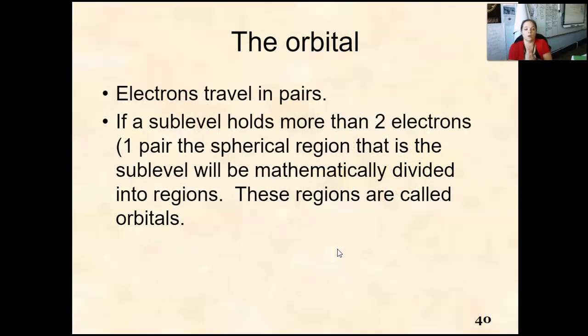And one thing that I want to put out there is some orbitals. This is going on to the next thing. We're looking at orbitals. Electrons typically travel in pairs. If one sublevel holds more than 2 electrons, one pair in the sphere that is in the sublevel will be mathematically divided into regions. These regions are called orbitals. So it's those sublevels that are outside. We will get more on atomic theory 3.